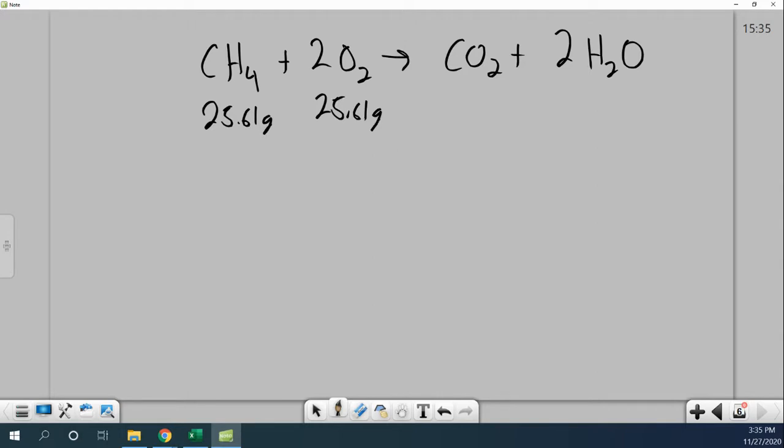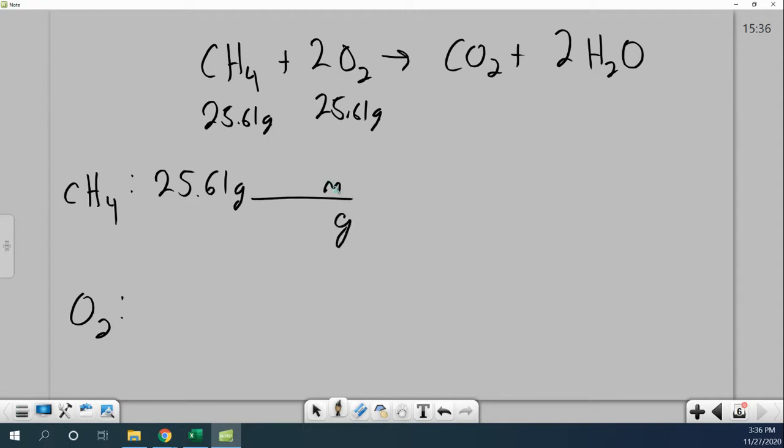I just put it underneath in a mole table style just because it helps you see what goes where. And again, I'm going to do two rows: one for CH4, one for O2. Step 1, grams are useless. Change grams into moles. So for carbon, 12 plus 4 is 16.